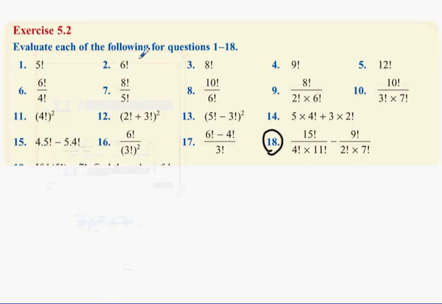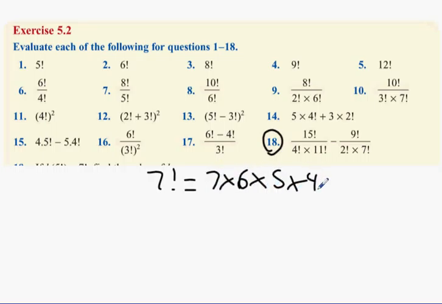Okay guys, question 18 is 15 factorial minus 9 factorial all over the denominators. What I want to explain to you is what does factorial mean. If I say 7 factorial, what does that mean? No, it doesn't mean 7 by 7 by 7 by 7. It means 7 by 6 by 5 by 4 by 3 by 2 by 1. Everybody happy enough with that?